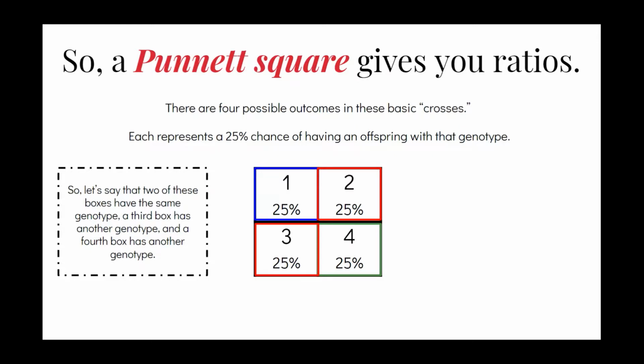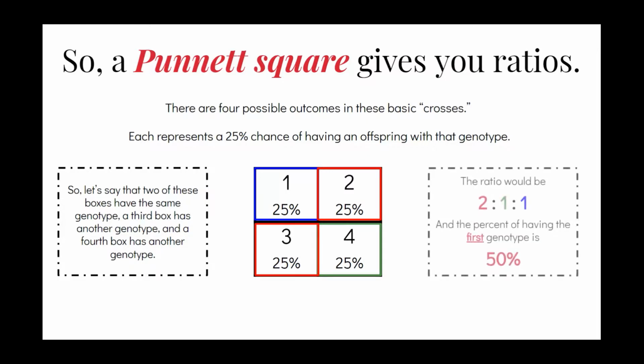If my red genotype, my genotype from box 2 and 3, is going to be first, then I've got 2 of those boxes, 2 out of the 4. Then I've got another genotype in box 1, so there's only 1 of those genotypes represented. And then in box 4, I also have just 1 of those genotypes represented. So my ratio is therefore 2 to 1 to 1.